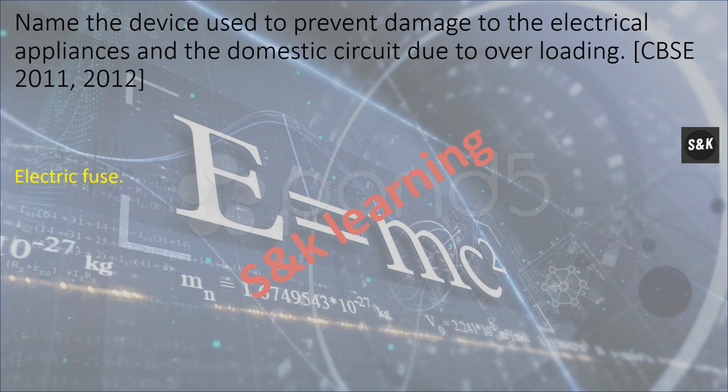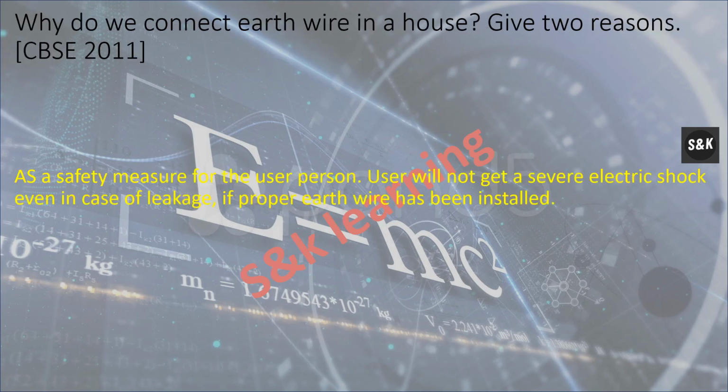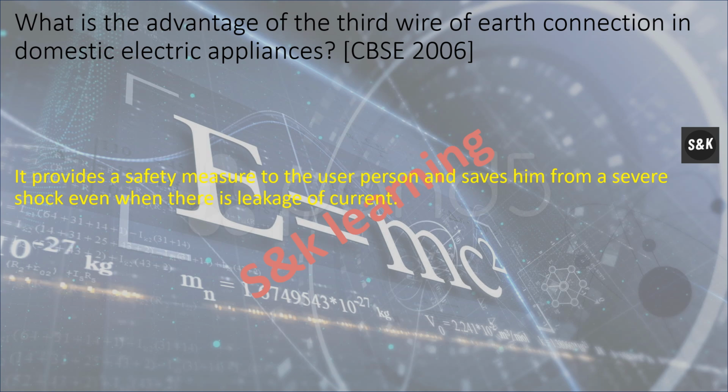Name the device used to prevent damage to the electrical appliance and the domestic circuit due to overloading: electric fuse. Why do we connect an earth wire in a house? It is kept as a safety measure for the user. The user will not get a severe electric shock even in case of leakage if a proper earth wire has been installed. What is the advantage of the third wire of earth connection in a domestic electric appliance? It provides a safety measure to the user and saves him from a severe shock even when there is a leakage of current.